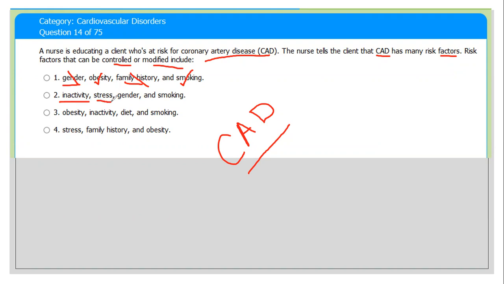Stress. Is it possible to change? Yes. If you do not know how to deal with stress, it can damage your life. It is not good to just kill the stress; you have to know how to deal with it. Gender, no. Gender is not possible to change. But smoking, I can change, right? But because of this, it is not the answer. Obesity, yes, I can change it. If I want, I can reduce my body weight. If I want, I can change inactivity.